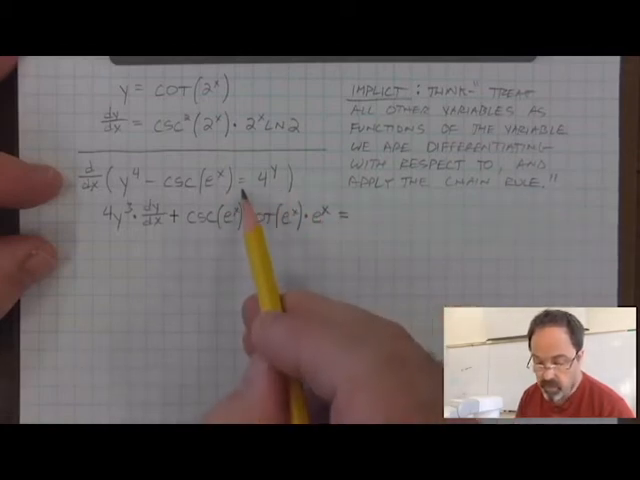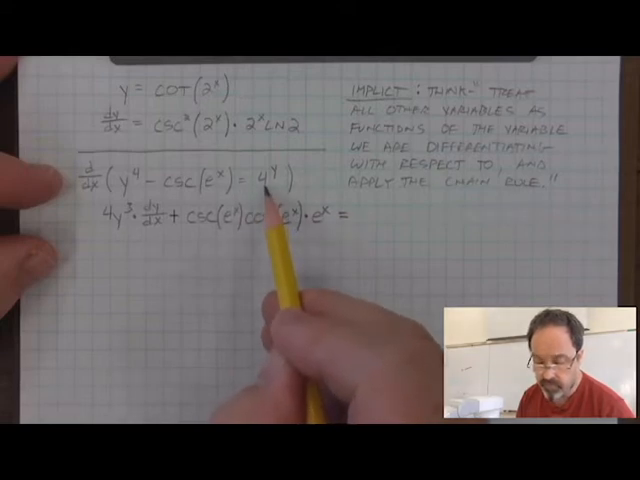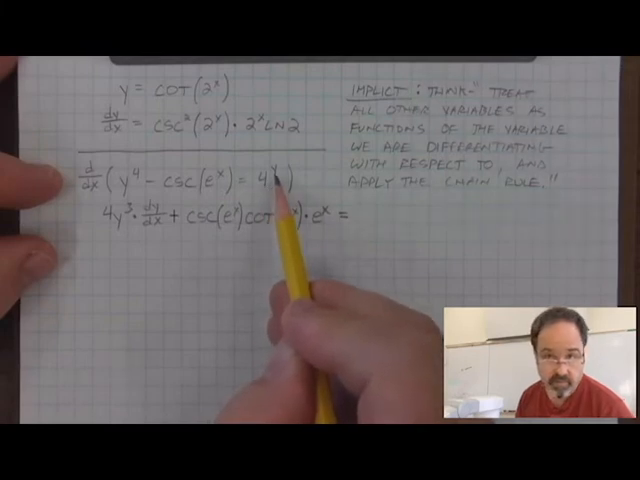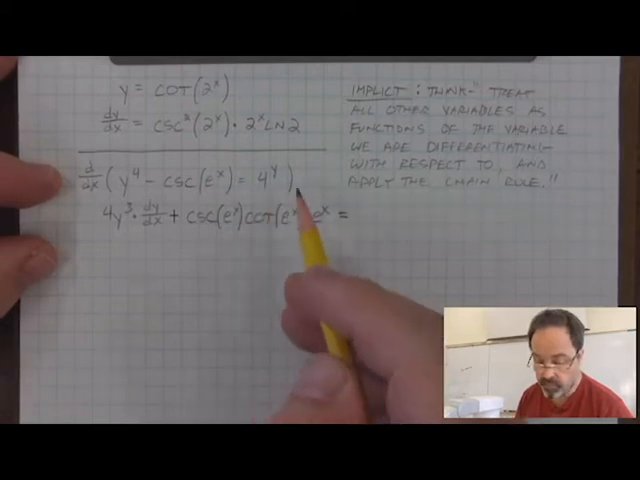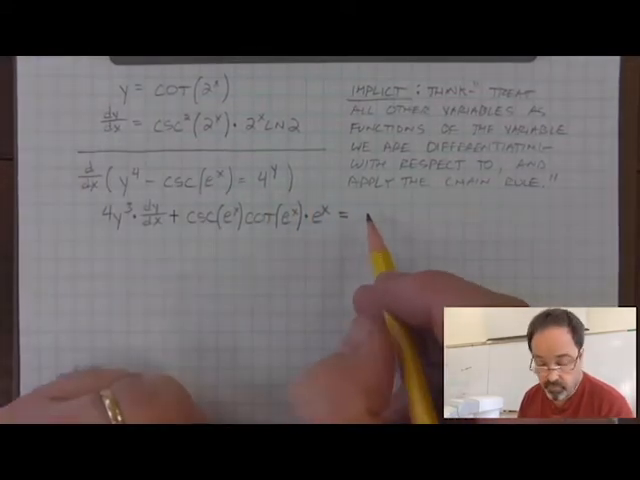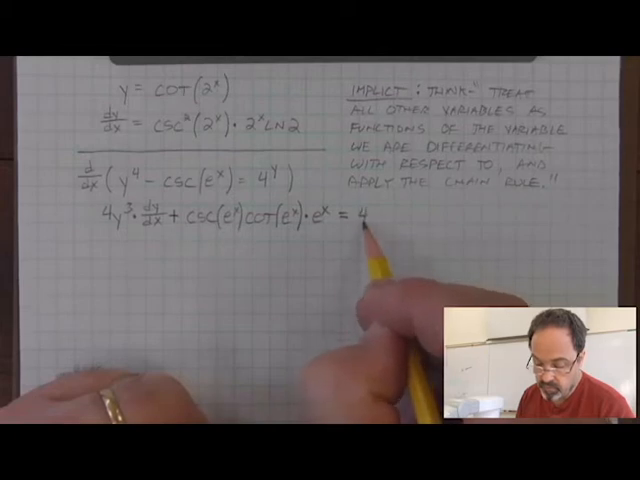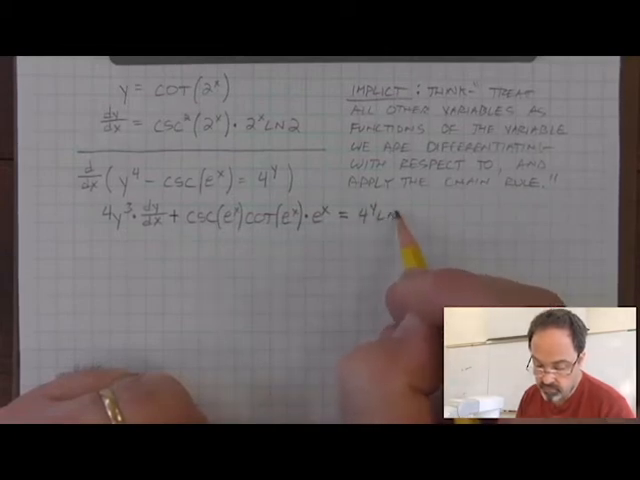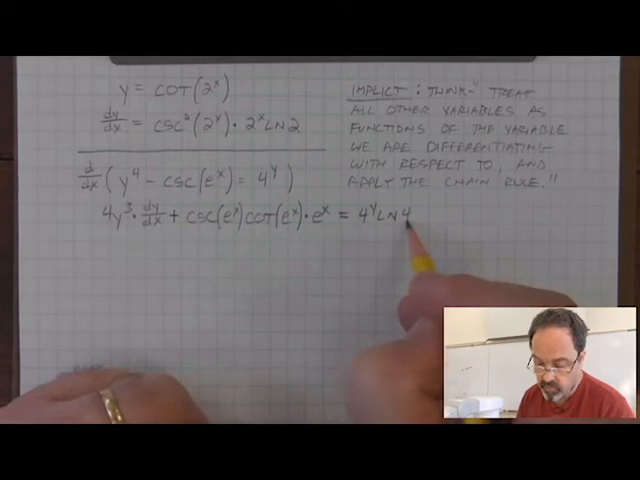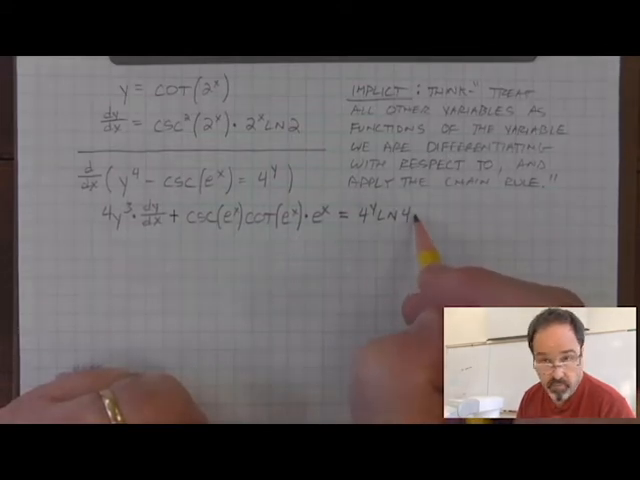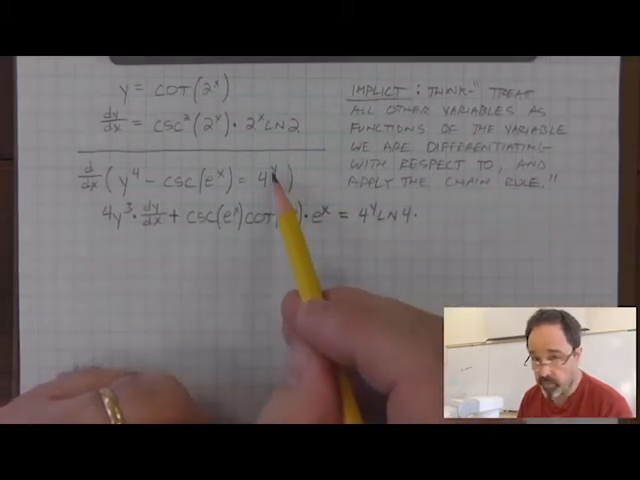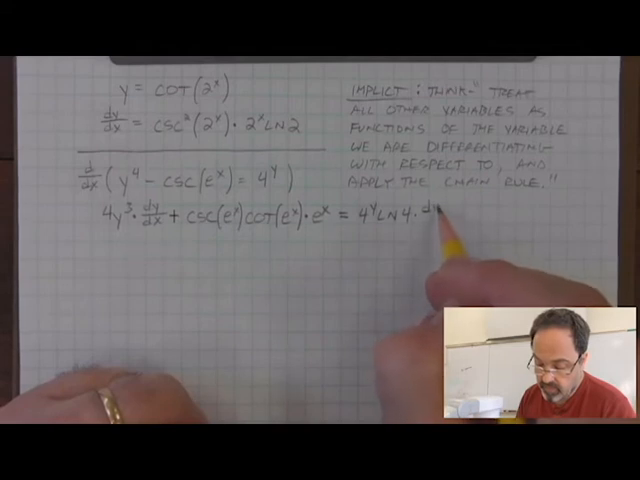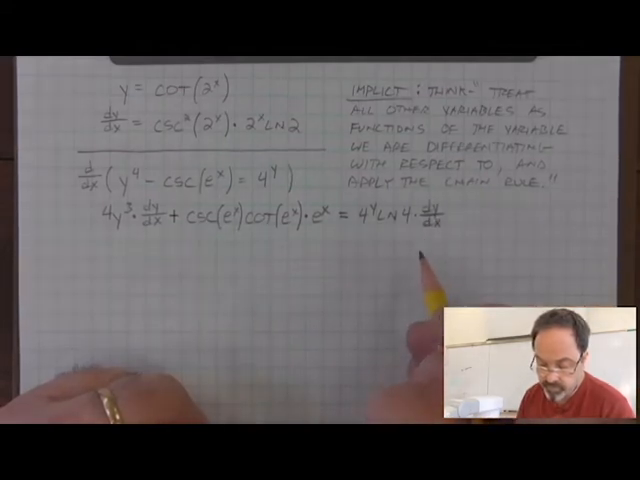Continuing, I'm going to equal the derivative of 4 to the y with respect to x. Again, I'm going to consider y as a function of x and apply the chain rule. First, I have to take the derivative of the exponential function, 4 to the y, which is itself, times the natural log of the base, in this case 4. Now it's time to apply the chain rule and multiply by the derivative of what 4 to the y is composed with, and that gives me a dy over dx.